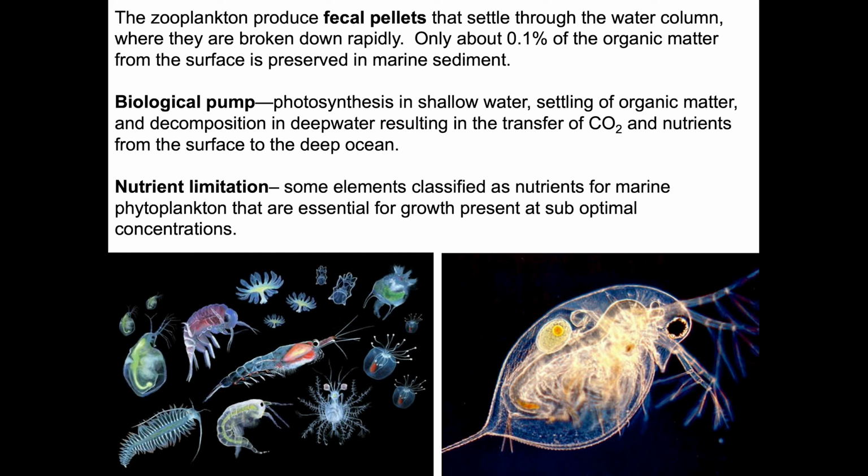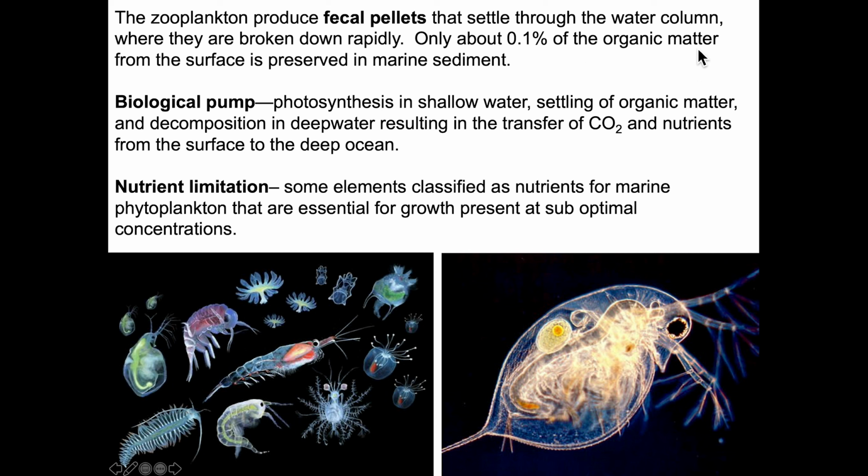These zooplankton ultimately produce fecal pellets that settle through the water column. The zooplankton are eating this phytoplankton, producing little poop pellets that are going to settle through the water column much more rapidly than they would if they were individual plankton bits and pieces. So these sink through the water column and they break down as they sink.